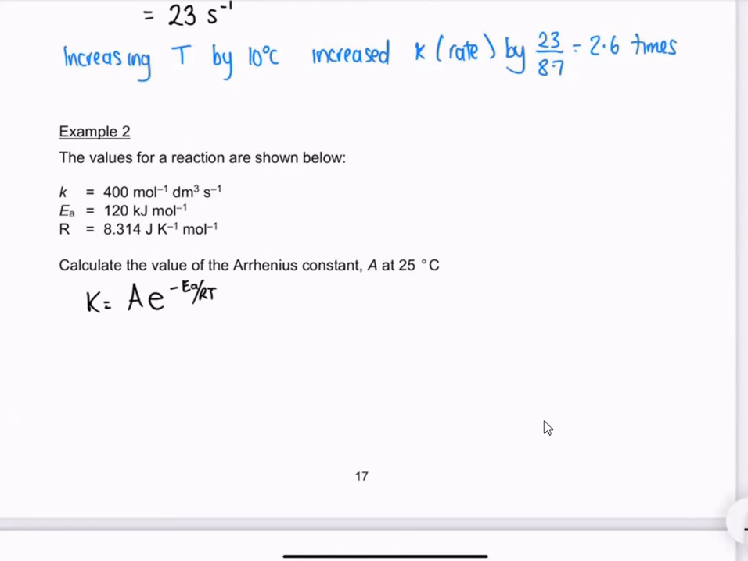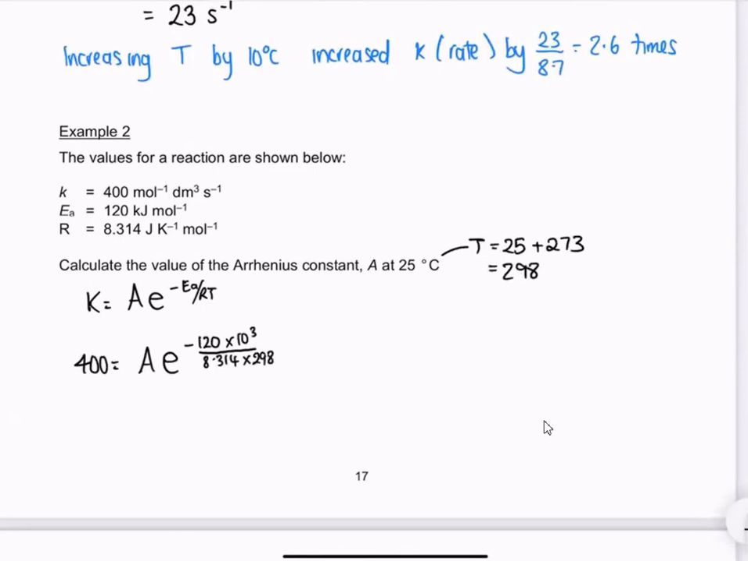So this time we're going to put our numbers in. We've got K is 400. We don't know what A is, but we do know that EA is 120, but we remember we have to convert that. We've got the R, 8.314, and we've got the temperature T. So what is 25 degrees C? That's 298.